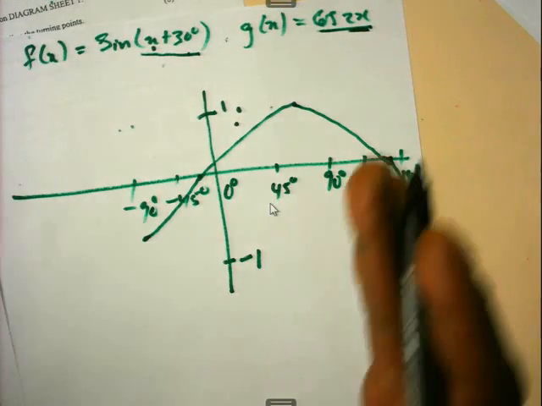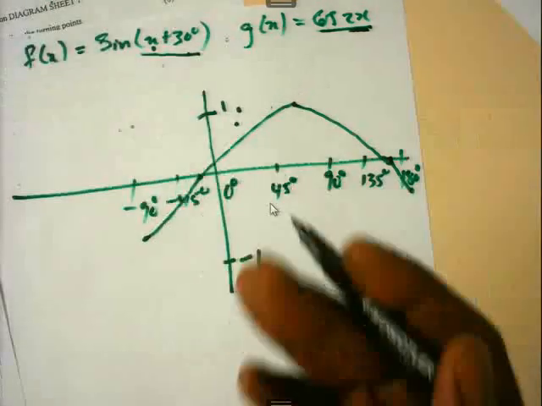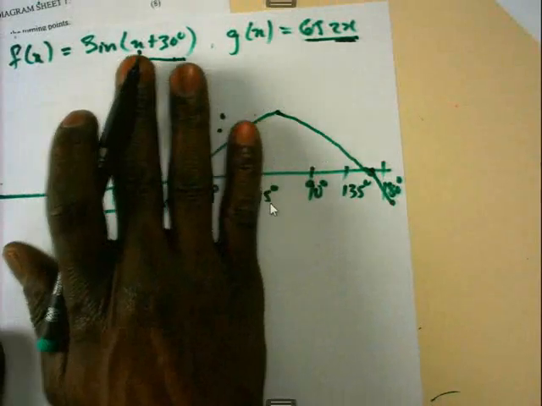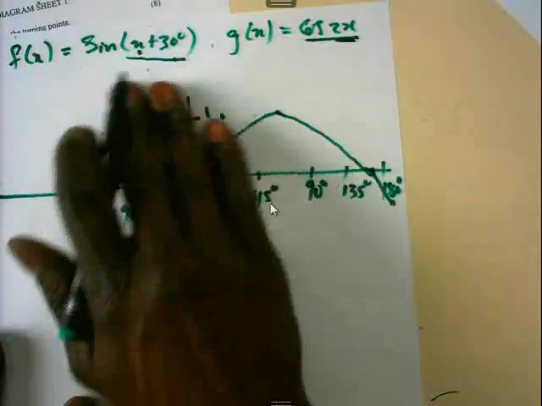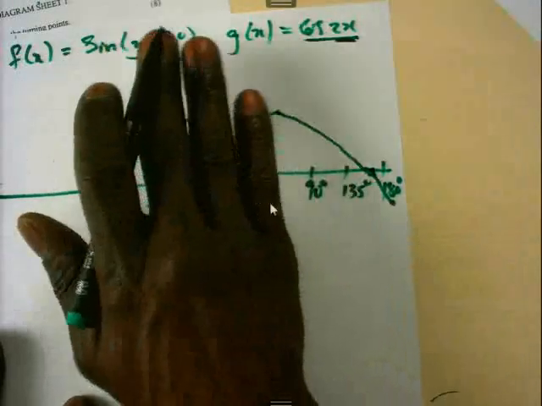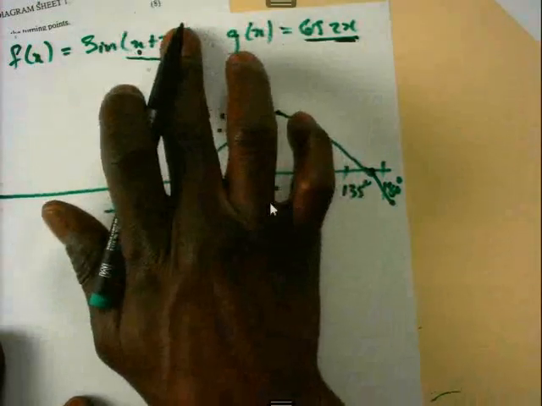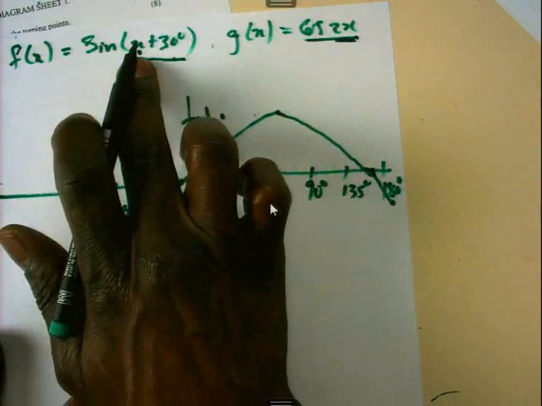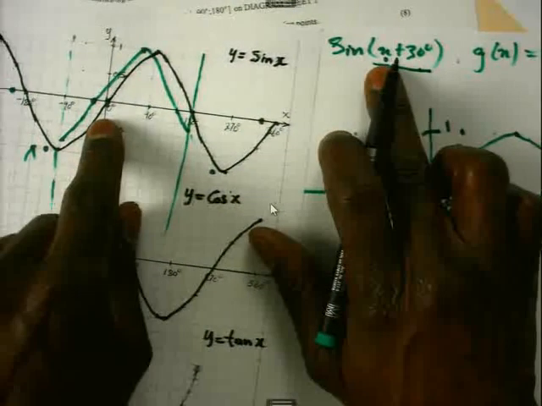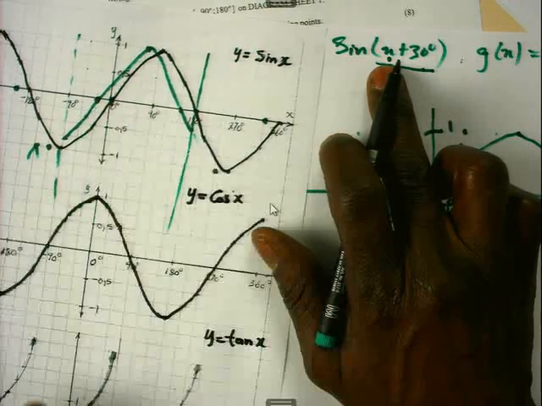Right, I've quickly drawn that graph. What helped me to draw that graph is that I know my mother function, and this graph is just saying the mother function should move 30 degrees to the left. How do I know that? When will this bracket be 0 degrees? When x is negative 30 degrees. So I'm actually tracing this point here, 0 degrees, and then I want to see what will be its movement.